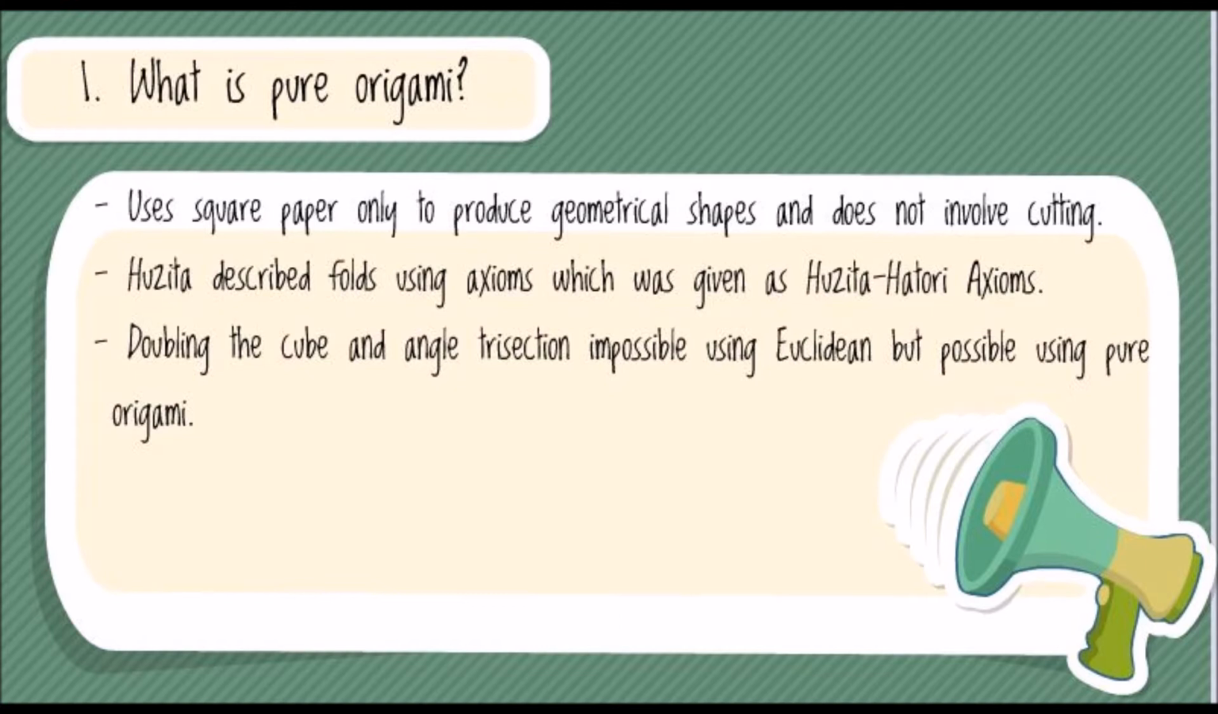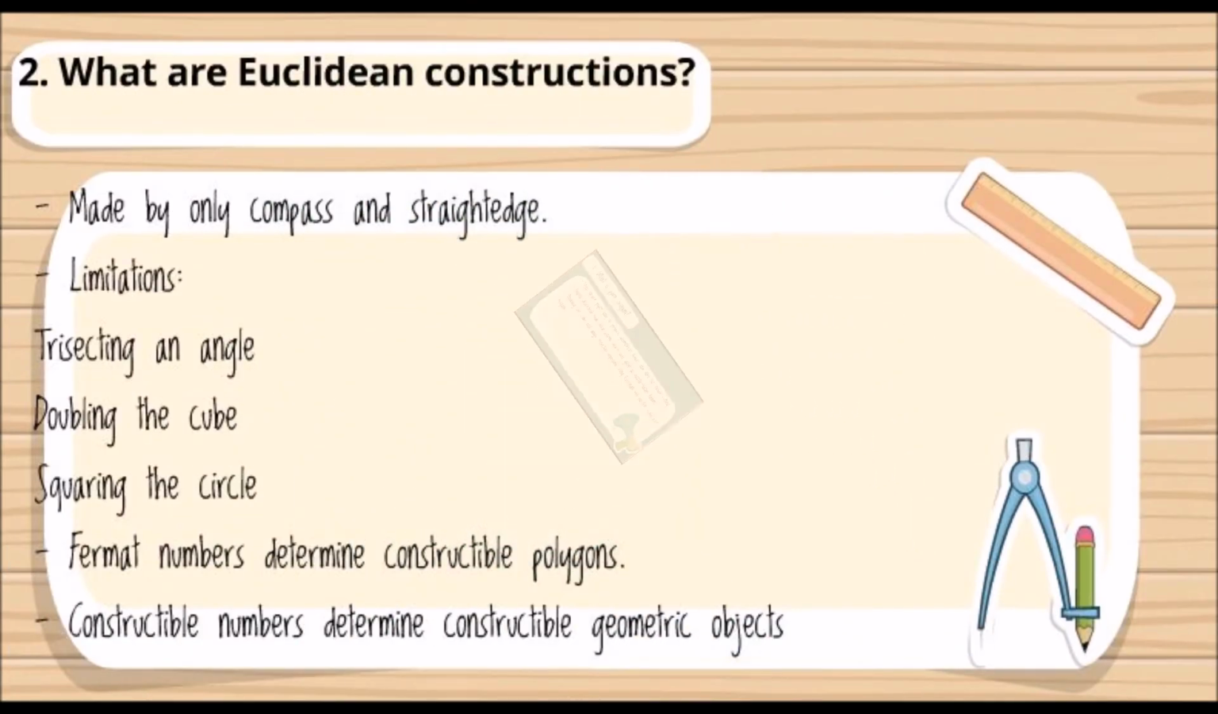Hosida Hattori axioms include creating a line by folding 2 points together, making a fold such that the 2 points meet, creating another fold where 2 lines coincide with each other, creating perpendicular lines, which is also a form of intersecting lines, and lastly, folding the combinations of the previous folds. Based on studies, some classical problems in constructions were discovered in geometry, like trisecting an angle and doubling the cube. These two are proven to be unsolvable using Euclidean constructions, but are proven to be possible using pure origami.